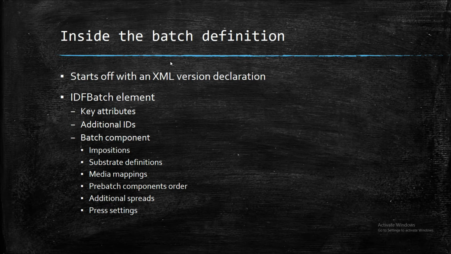So inside of the batch definition, we have a few things going on here. First, just like most of our XML files, it's going to start off with an XML version declaration at the top of the file. Now the batch definition has one main element, which is IDF batch. And that IDF batch element has a few key attributes, and probably the most important element that you're going to see within IDF batch is the batch component element. Now, batch component will have things like impositions, substrate definitions, media mappings, pre-batch components order, additional spreads, and press settings, which we will talk about in the upcoming slides.